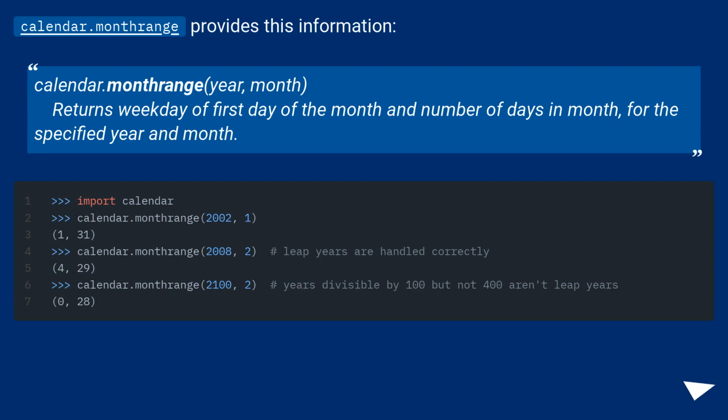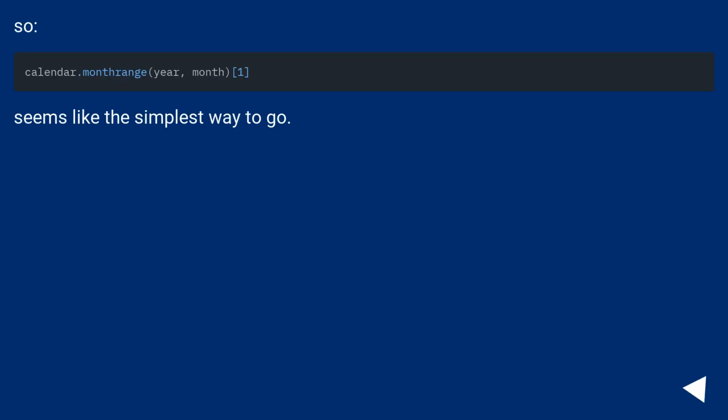calendar.monthrange provides this information. calendar.monthrange(year, month) returns the weekday of the first day of the month and the number of days in the month, for the specified year and month. So, it seems like the simplest way to go.